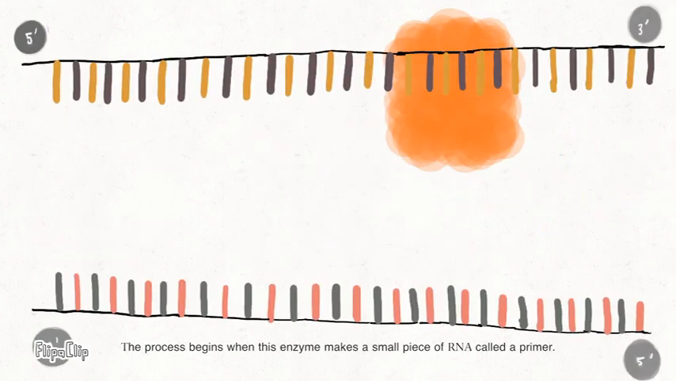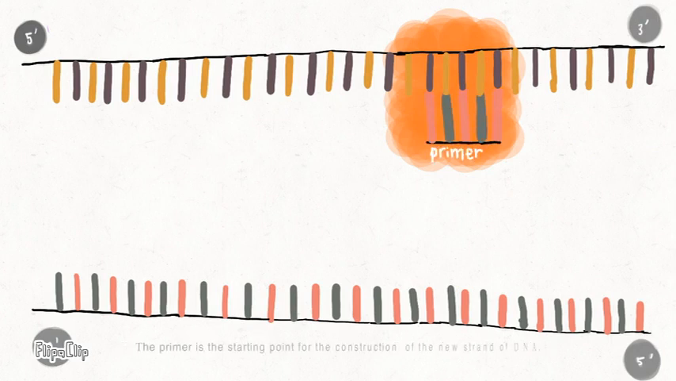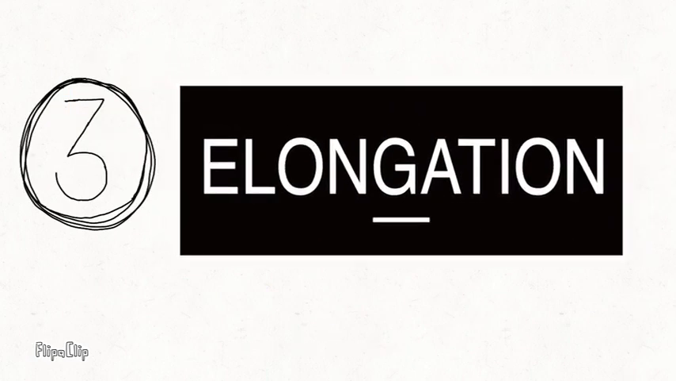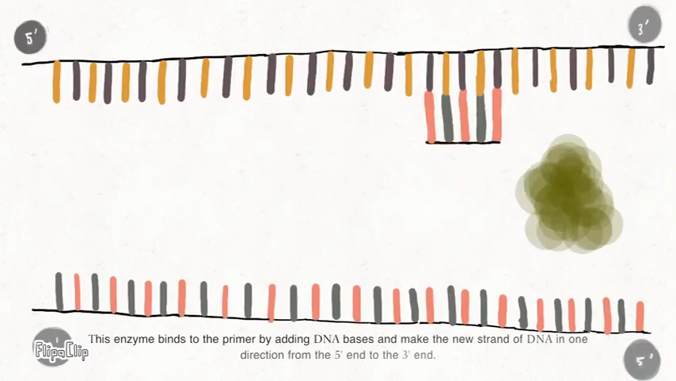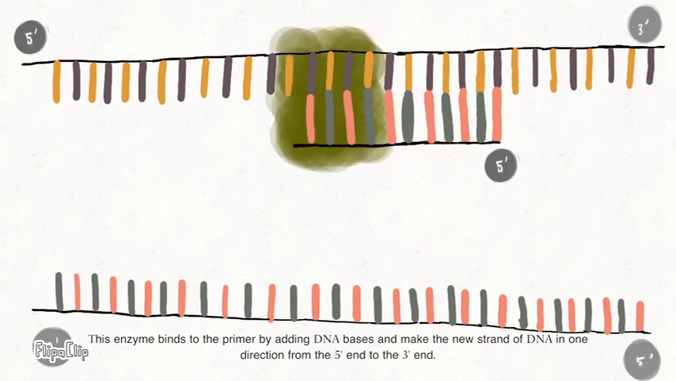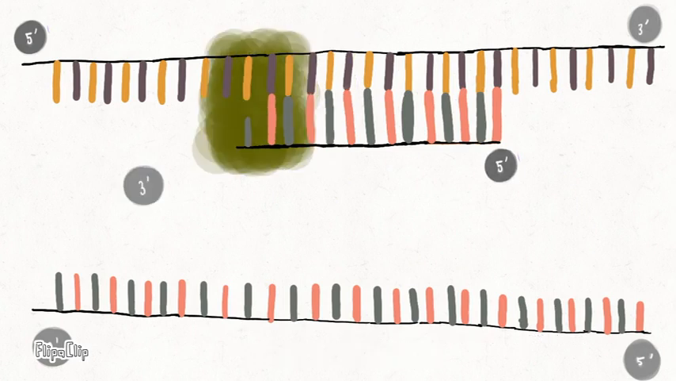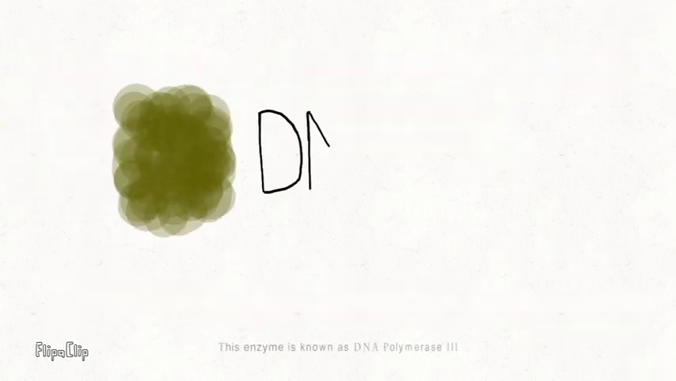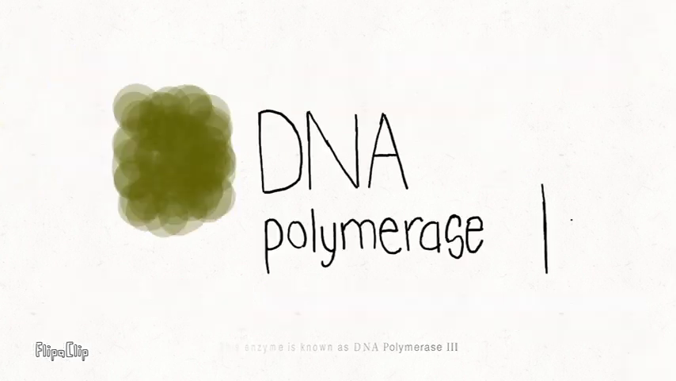The process begins when this enzyme makes a small piece of RNA called a primer. The primer is the starting point for the construction of the new strand of DNA. This enzyme is known as primase. This enzyme binds to the primer by adding DNA bases and makes the new strand of DNA in one direction, from the 5' end to the 3' end. This enzyme is known as DNA polymerase III.